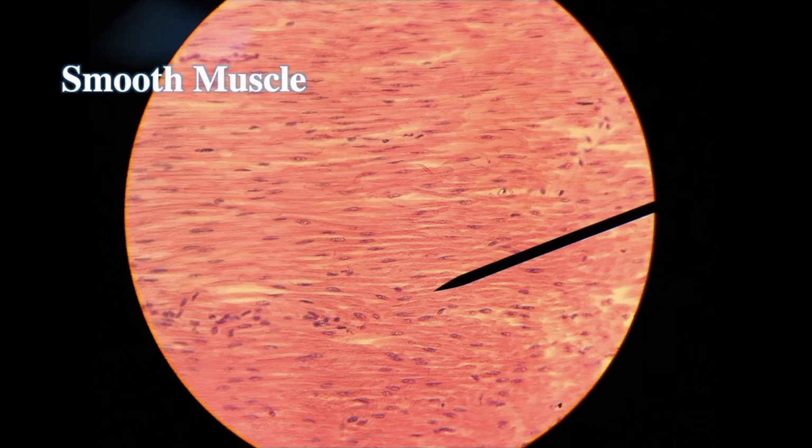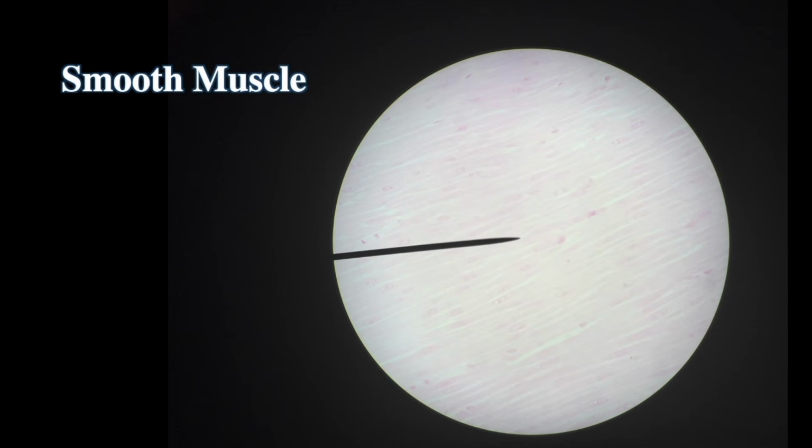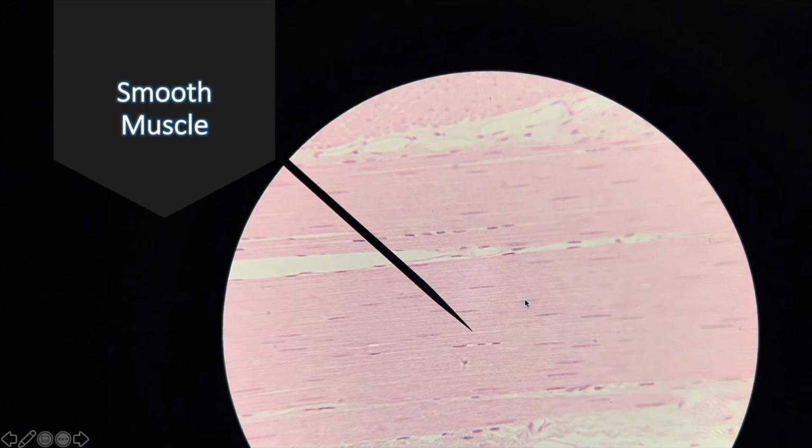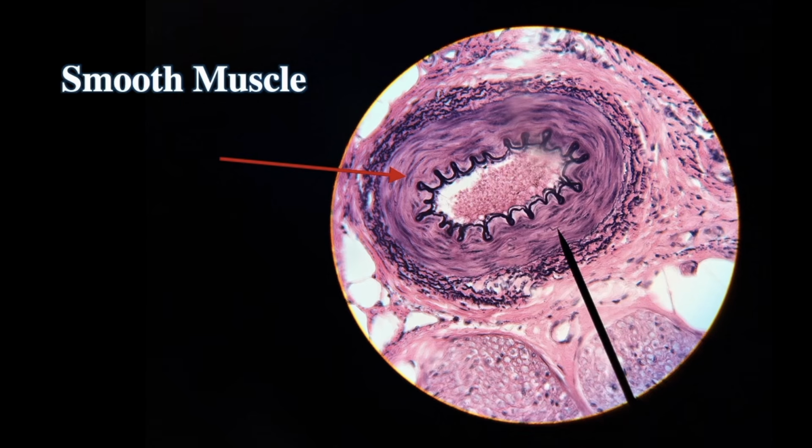All right, so this is smooth. Sometimes the slide is really, really light. That's because it's the stain. But you do see a lot of white in between. Here's another example of smooth muscle. It's white, white, white. It looks like the muscle cells, the fibers themselves, are very slender. Here's an artery. Smooth muscle is going around in a circle.